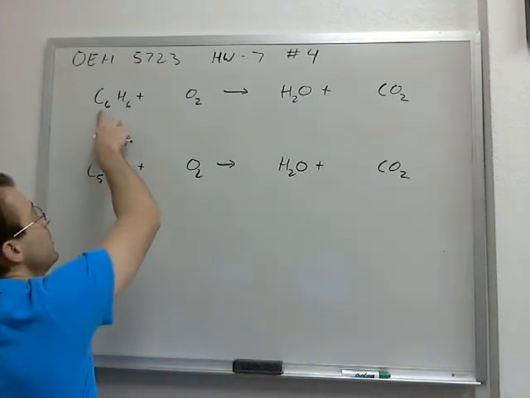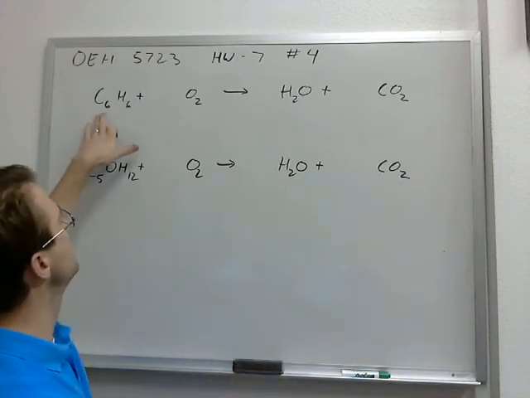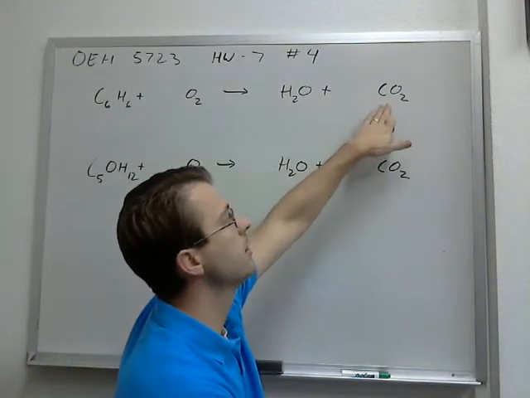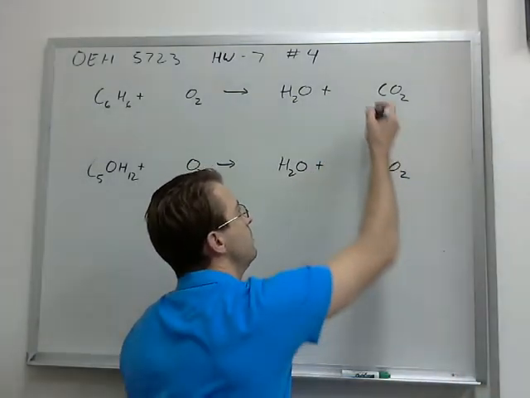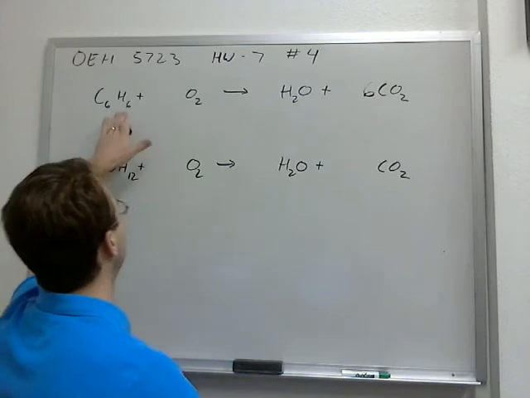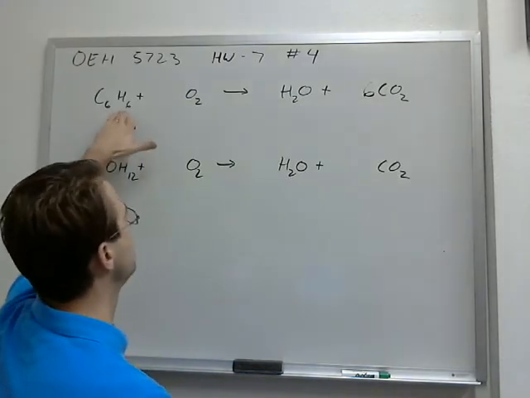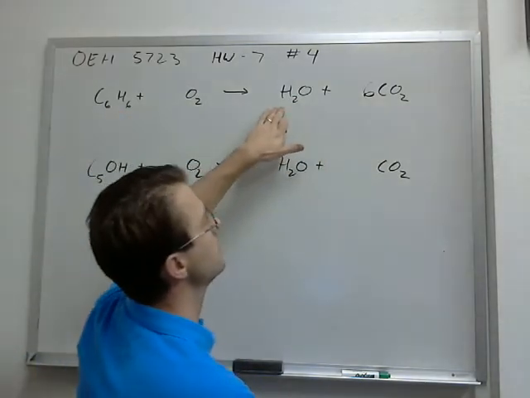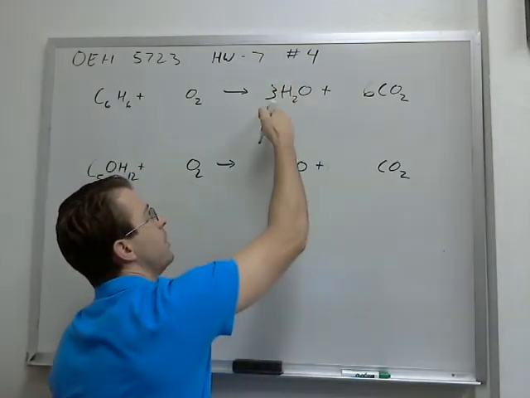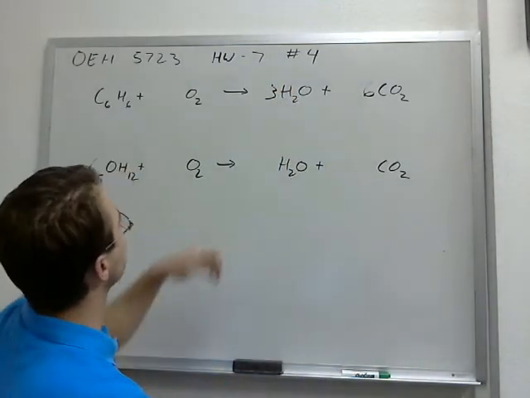So carbon is only coming from this one species. We have 6 of them, and carbon is only accounted for in this species. So we must have 6 CO2s. Hydrogen only comes from this. We have 6. Hydrogen is only present here, and it comes in pairs. So we need 3 pairs to make 6.